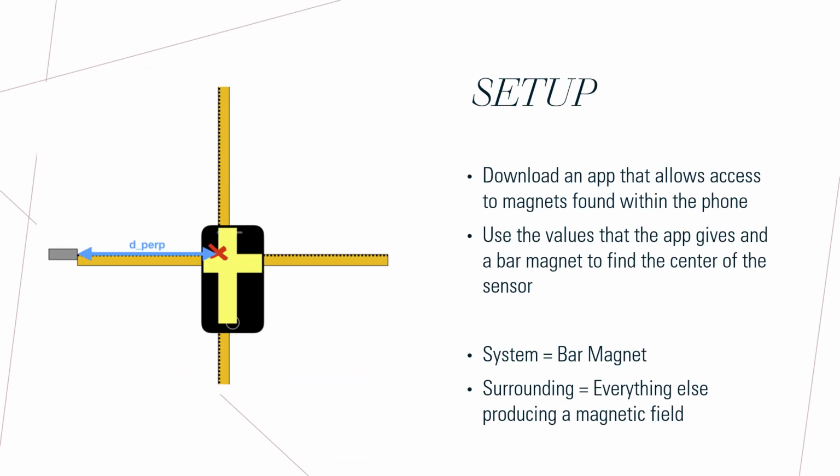For the setup of this experiment, we downloaded an app on our phone that allowed us to access the magnets within the phone and detect the magnetic fields in the area. We used the values the app gives in the bar magnet to find the center of the sensor. In this, the system is the bar magnet and the surroundings are everything else that produce a magnetic field.